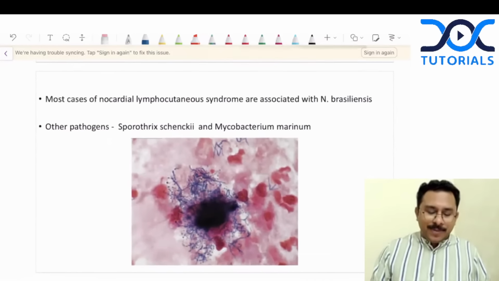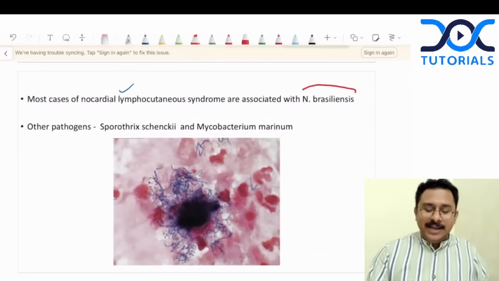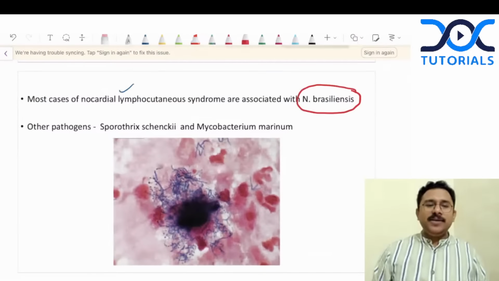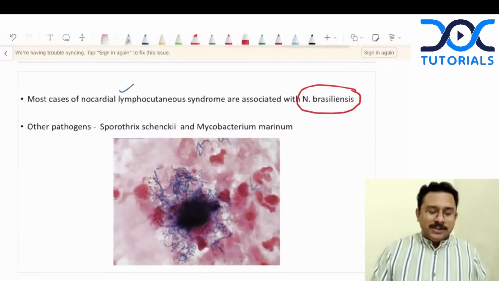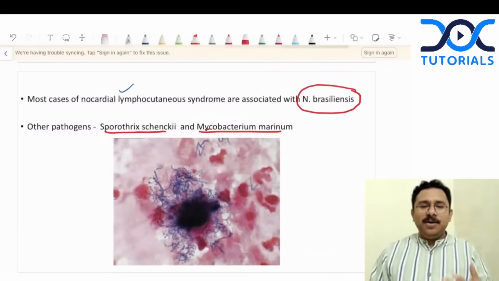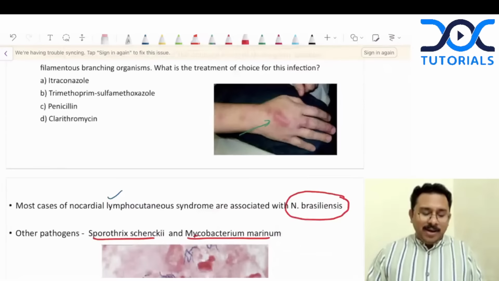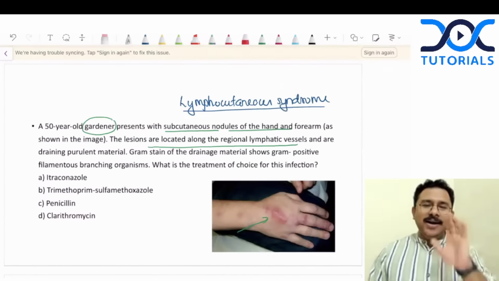Number one, you can have Nocardia, especially Nocardia brasiliensis, can cause a lymphocutaneous syndrome. Sporothrix schenckii can cause it. Mycobacterium marinum can cause it. Yes, Lokesh, right. So you can have multiple organisms causing it. But why am I going for Nocardia as the possibility here?